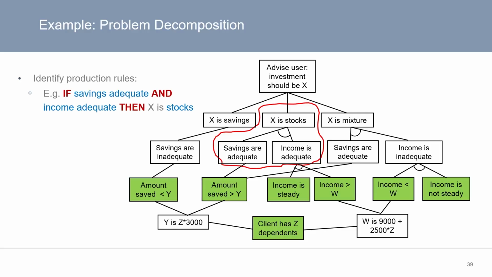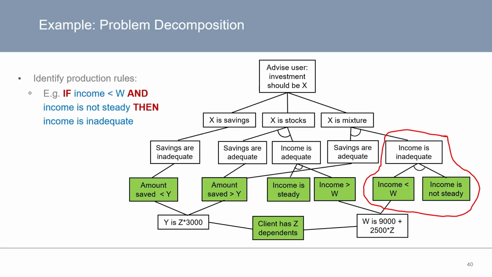For example, in this part of the tree, we have the recommendation of stocks for X. This decision is based on whether savings are adequate and income is adequate, so we can formulate the rule, if savings adequate and income adequate, then X is stocks.